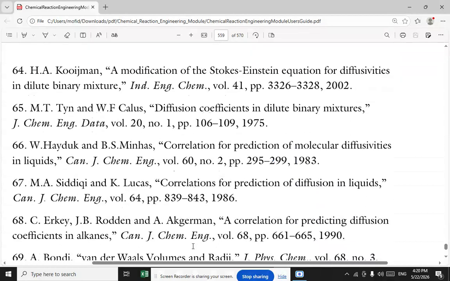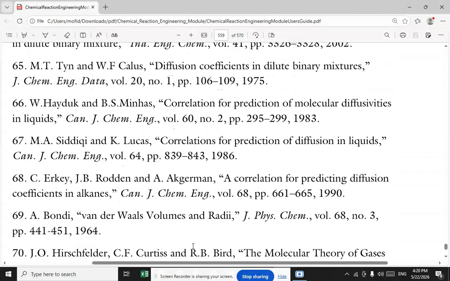The next one was written by Kooijman, and the name is modification of the Stokes-Einstein equation for diffusivities in dilute binary mixtures. The next one was written by Kalus, diffusion coefficients in dilute binary mixtures. The next one was written by Minhas, and the name is correlation for prediction of molecular diffusivity in liquids. The next one was written by Lucas, the correlation for prediction of diffusion in liquids. The next one was written by Rodrigues, correlation for prediction of diffusion coefficient in alkanes.